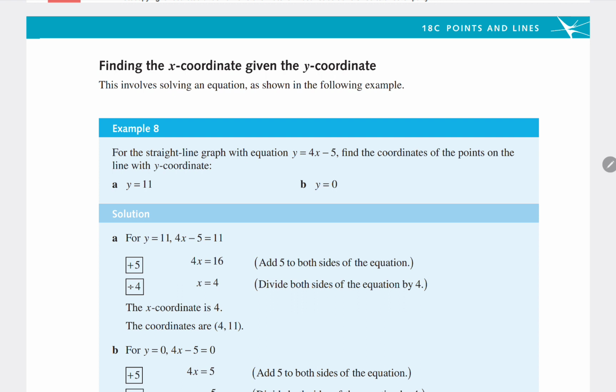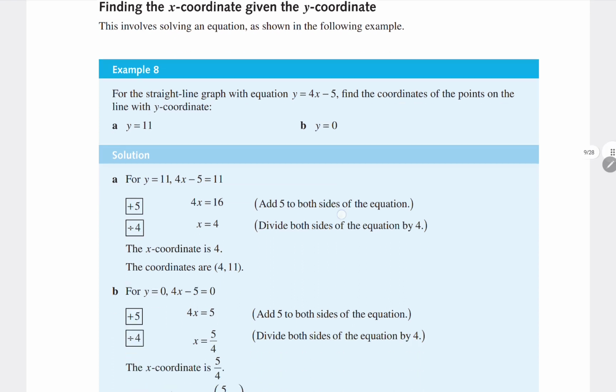Is it 11 equals 4x minus 5? Yeah. And then you solve for x. Okay, easy.